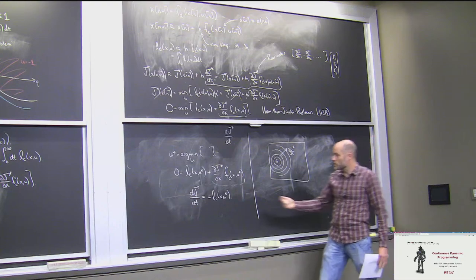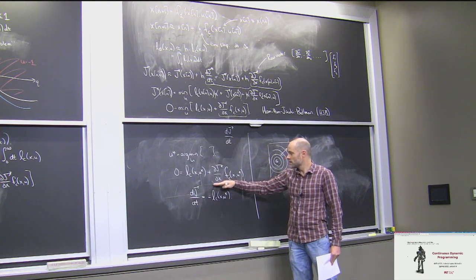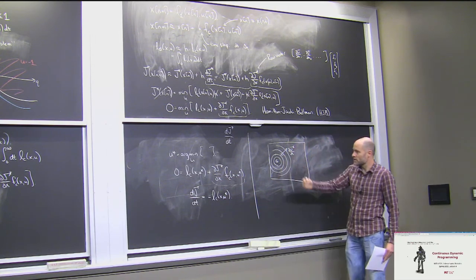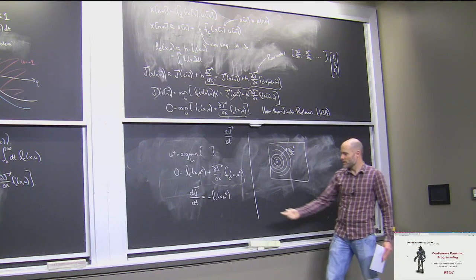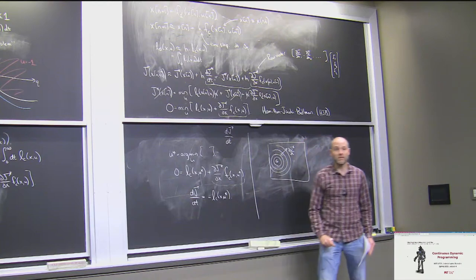So the intuition really is that this is a partial differential equation. It says that at optimality, my cost-to-go landscape matches the time derivative of my running cost.